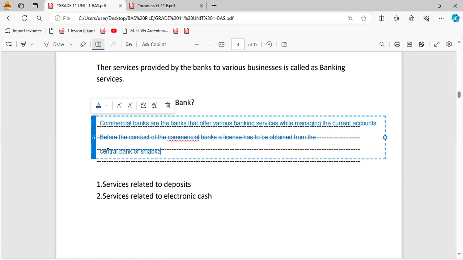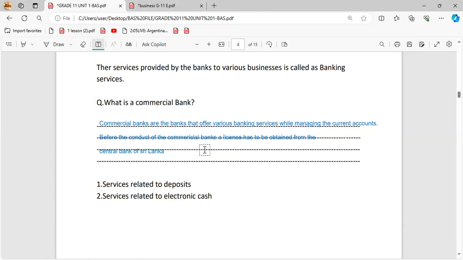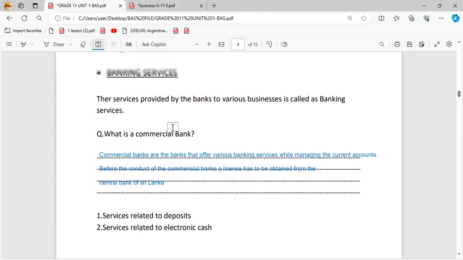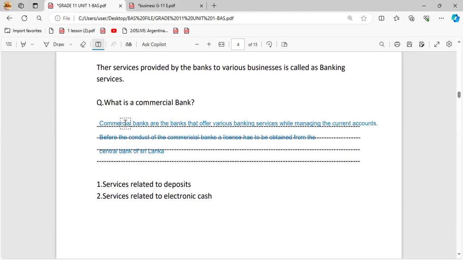That means there are so many commercial banks now in Sri Lanka. Commercial Bank is the name of one, Sampath Bank is there, People's Bank is there, Bank of Ceylon is there. All those are commercial banks. Did you all understand? Some people misunderstand this. Commercial bank does not mean only that blue color Commercial Bank. Commercial banks mean any other banks too.